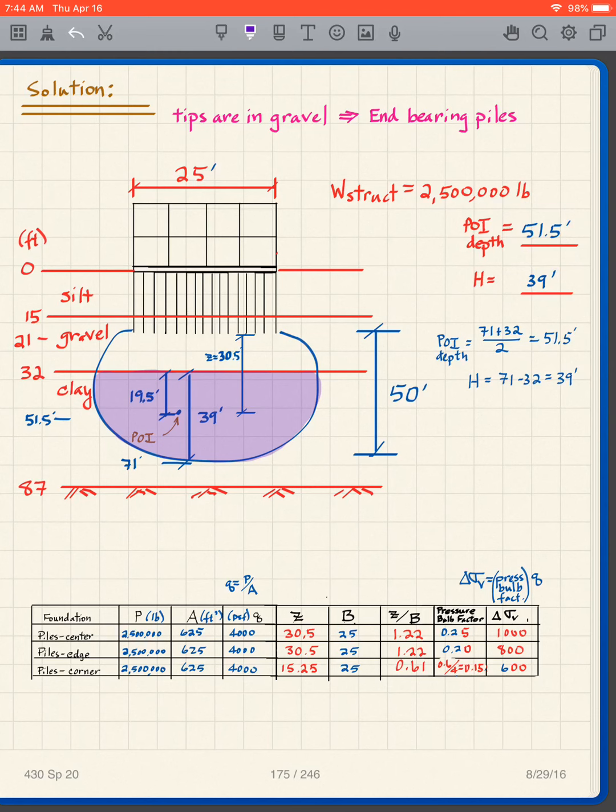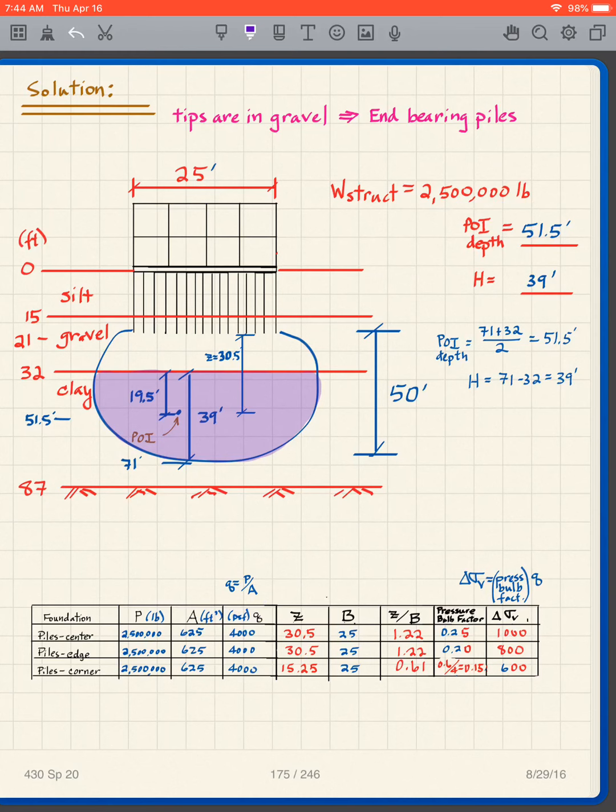And we're given that the weight of the structure here is 2.5 million pounds, and there's no basement, so our P is 2.5 million pounds. The area is 25 squared, 625. Our Q is simply P over A, makes it very simple, 4,000.